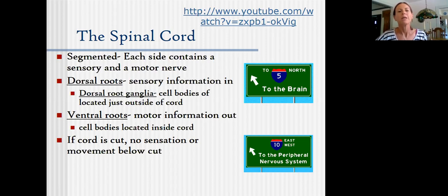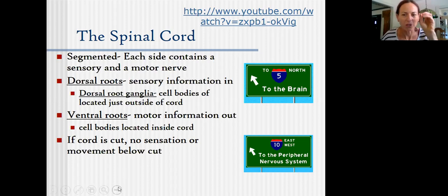Dorsal is always sensory. Ventral root is coming in from the stomach side to the spinal cord, and that's motor information that's going out of the spinal cord. So that's what's going to cause our movements, coming out in that direction. The cell bodies there, because the motor neurons look a little bit different, are located inside the cord, so you don't see the ganglia there. Now, if we cut the spinal cord at one of those segments, you're going to have no sensation or movement below that cut because that part of the body is what it serves. So if you cut around the waist area, you're not going to have any sensation or movement in the legs.